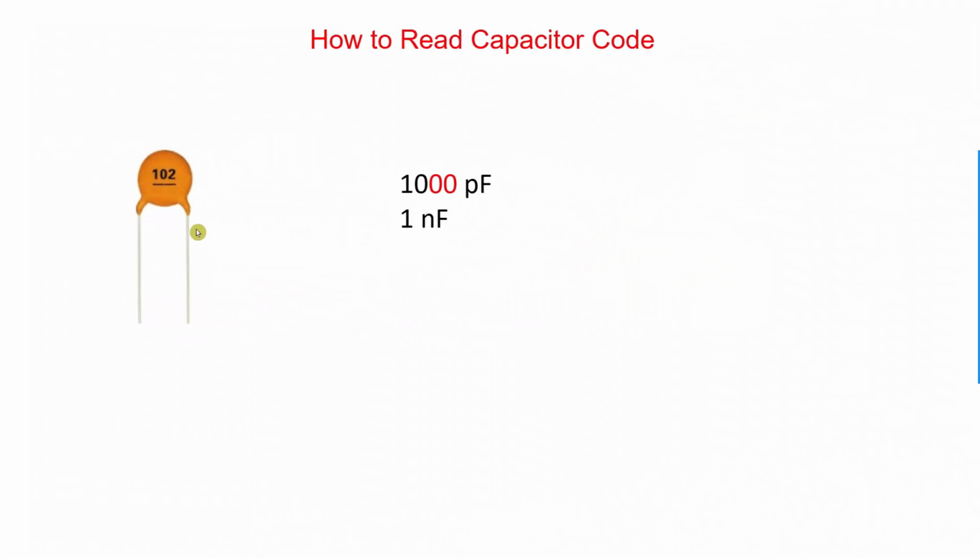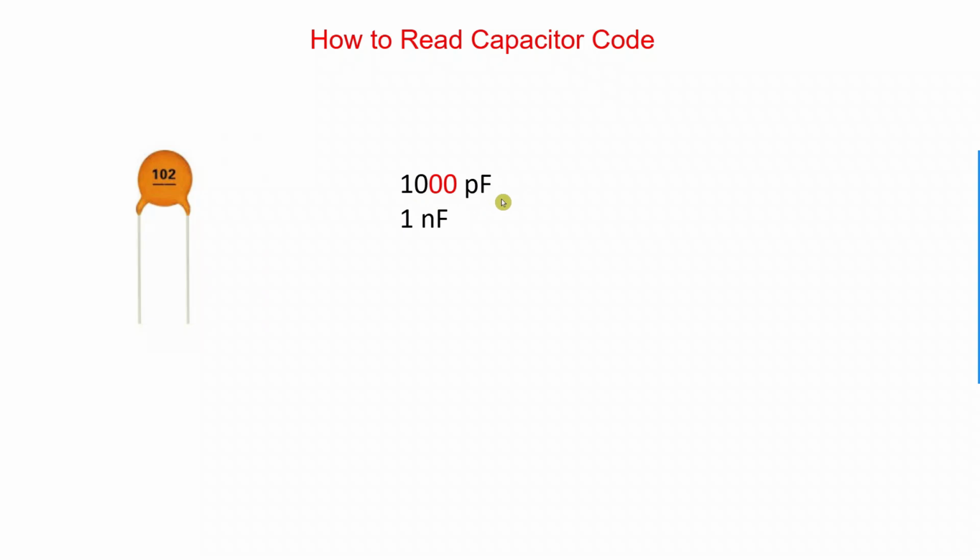So next, the code is 102. Take the first two digits as it is, 1 and 0. Then what is the third digit? It is 2. So the total number of 0s will be 2. Why 2? Because the last digit is 2. So 1 0, 2 0s. Unit picofarad. So now this is 1000 picofarad.